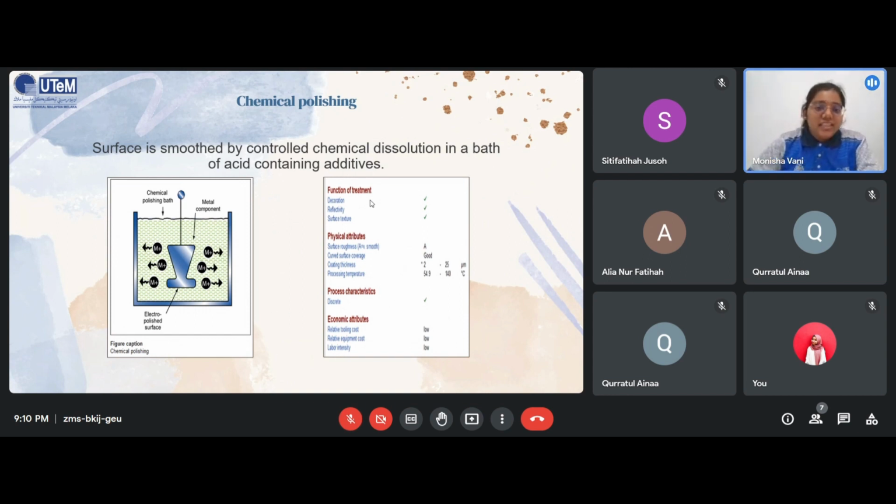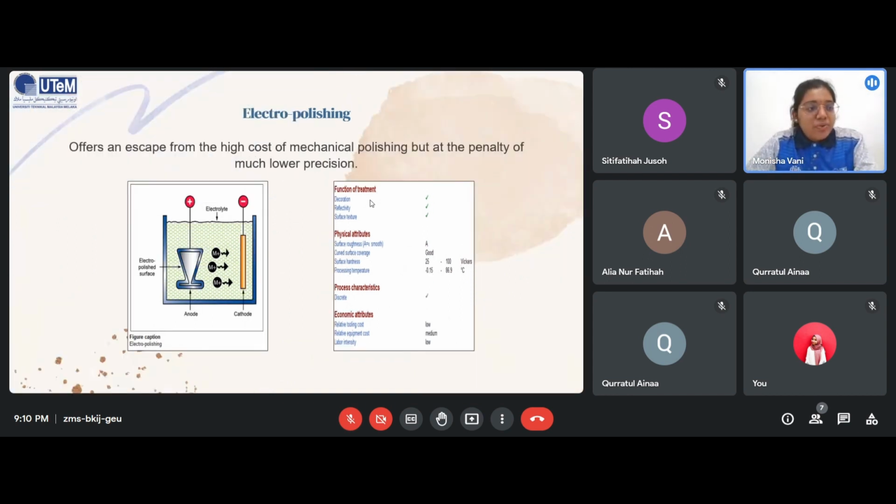And the second thing is electropolishing. Electropolishing controls the dissolving so that the higher points of a rough surface are dissolved faster than the lower points. It is the finish of the material surface with a smoother global attribute. It offers an escape from the high cost of mechanical polishing, but with the penalty of a much lower frequency. The figure shows it is connected with the anode and cathode.